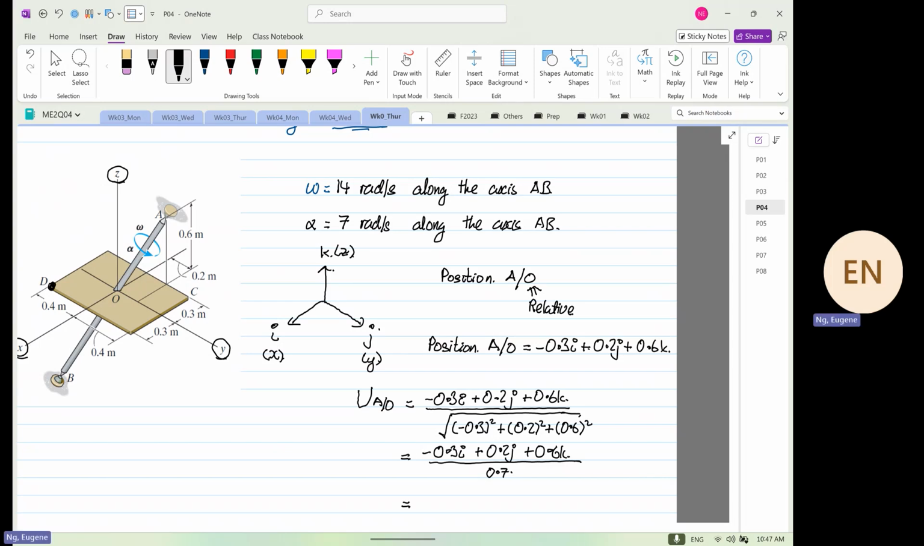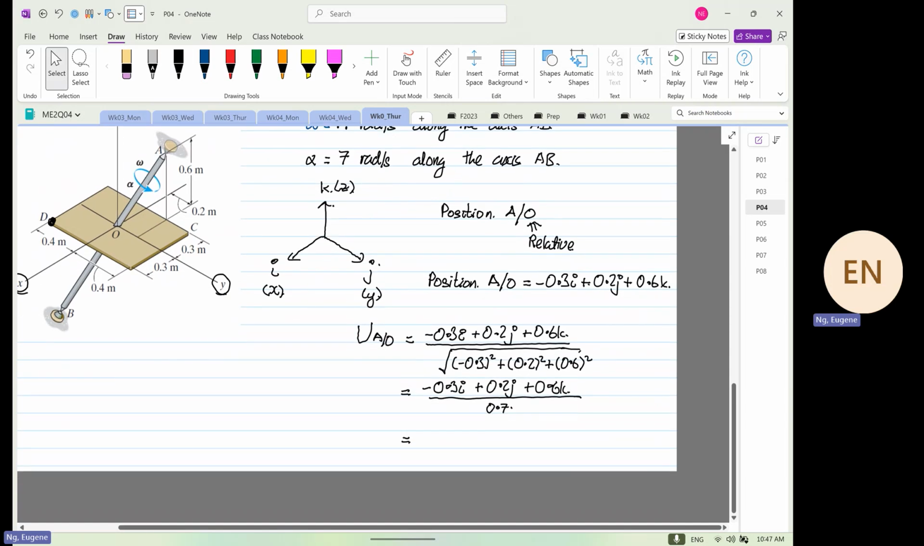Divided by 0.7, or we will just call it 3/7, minus 3/7 I plus 2/7 J plus 6/7 K.